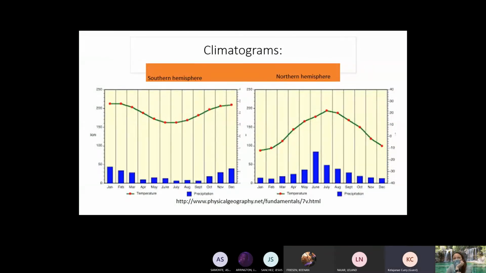Now to my graphs, my favorite part of my presentation. All right, the kilometer graphs. Here on the left side, we have the southern hemisphere graph. As you can see, the green line on this graph is much higher than the northern hemisphere on that graph. The green line represents temperature, and the blue bars underneath represent precipitation.